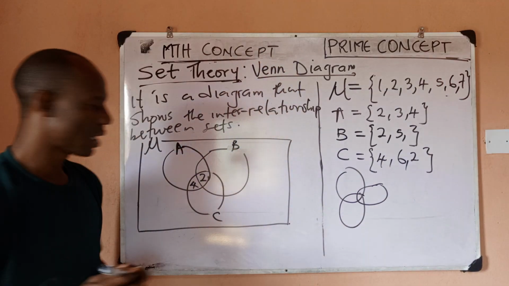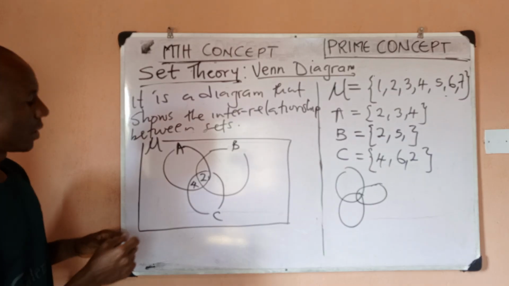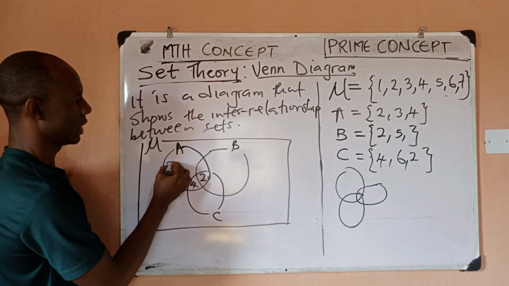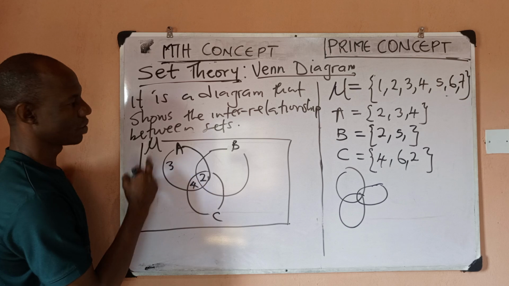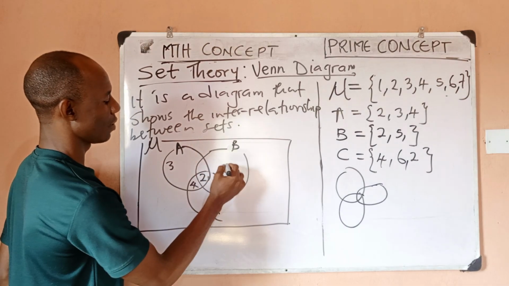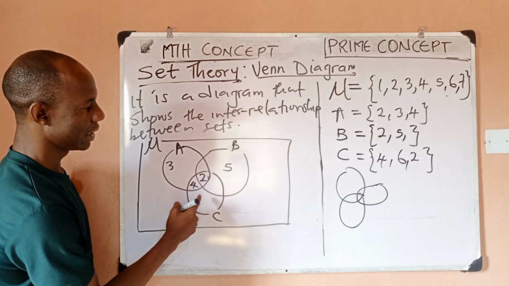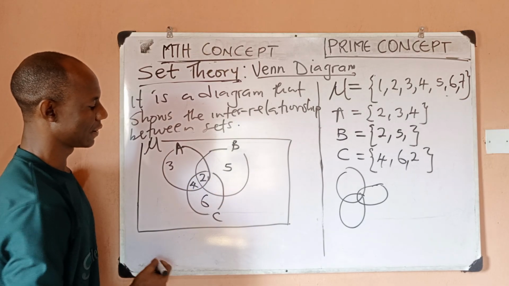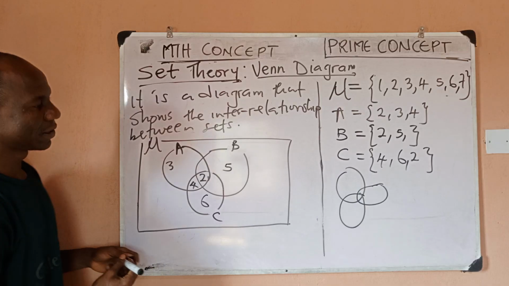Okay, let's do the diagram this way. Then for A, we have 2, which is already here. We have 3, and then we have 4, which is already here. For B, we have 2, which is here, and then we have 5. For C, we have 4, we have 2, and then we have 6. So these are the members of this.